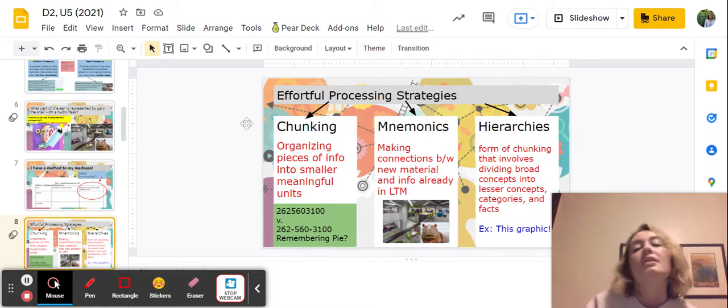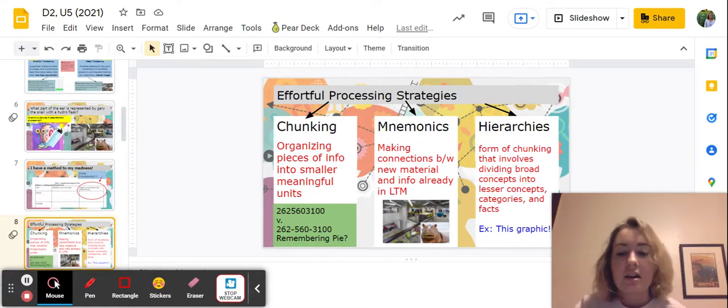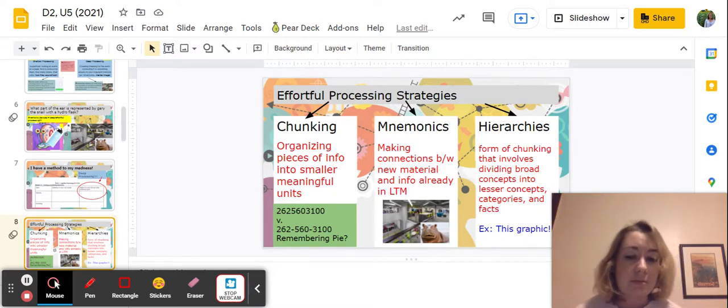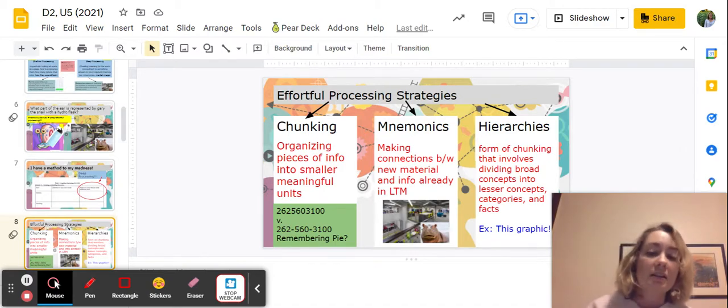So here's some forms of effortful processing strategies or elaborative rehearsal that we discussed yesterday. Chunking is the organization of pieces of information into smaller, more meaningful units. So the example of phone numbers, we said that 10 numbers is pushing it in terms of what we can remember for short-term memory because the magic number is 7 plus or minus 2. So we chunk. We divide it up. This is the school's phone number, I think. So we go 262 dash 560 dash 3100.